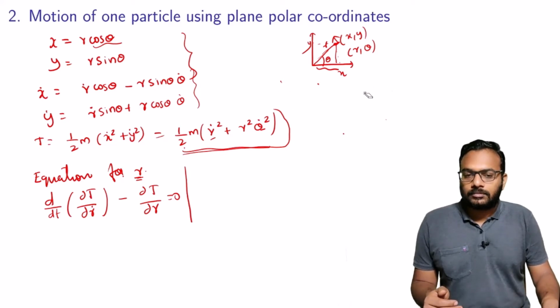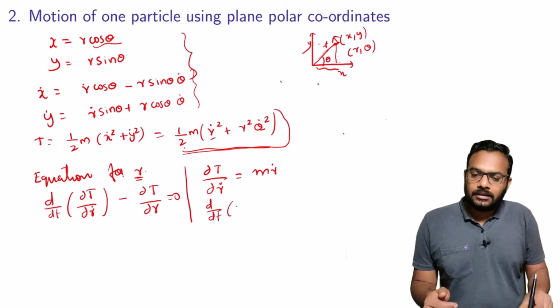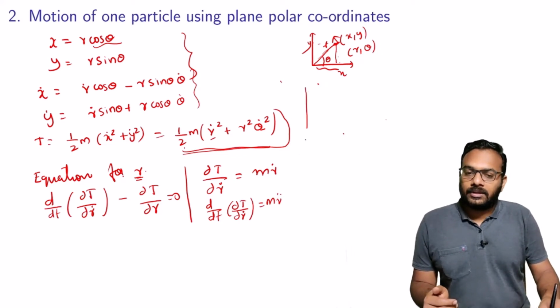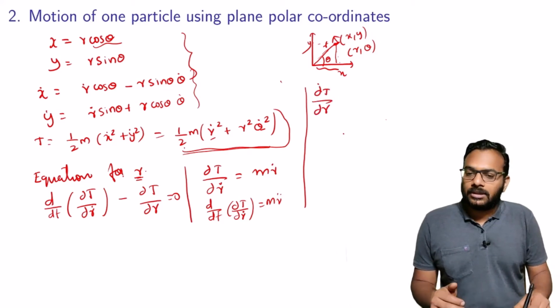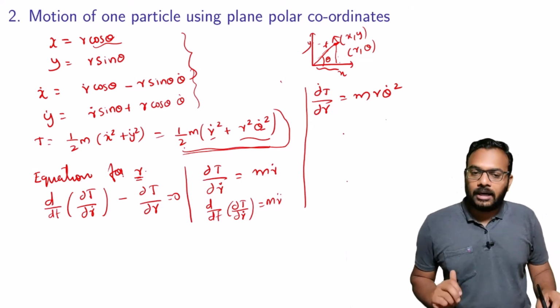We know that. Now we just find dou T by dou r dot, that's equal to m r dot. If you take d by dt of dou T by dou r dot, it is equal to m r double dot. No surprises there, right? But you see that here, unlike in the previous case, dou T by dou r is not equal to 0. What is it? Just take the derivative with respect to r, and you see that dou T by dou r is equal to m r theta dot square, all right?